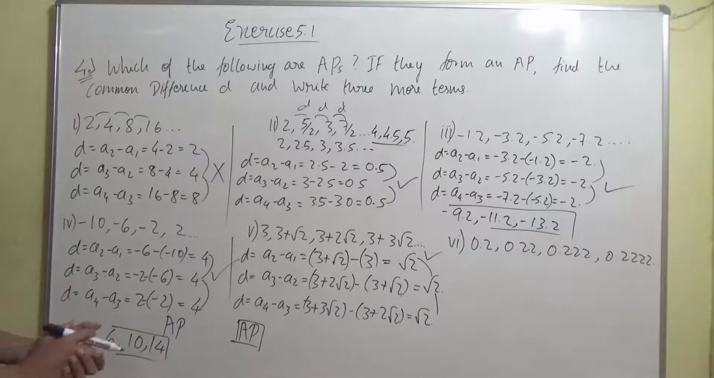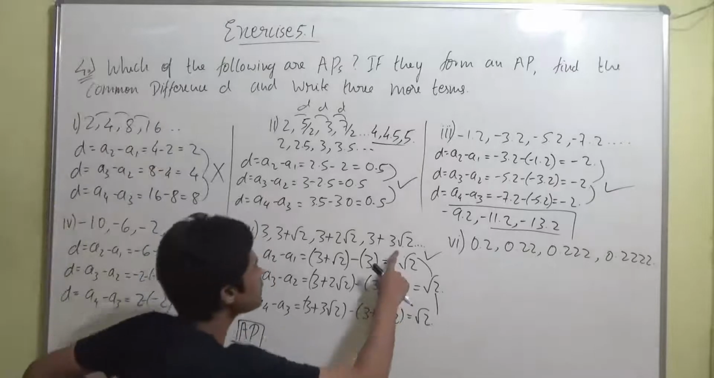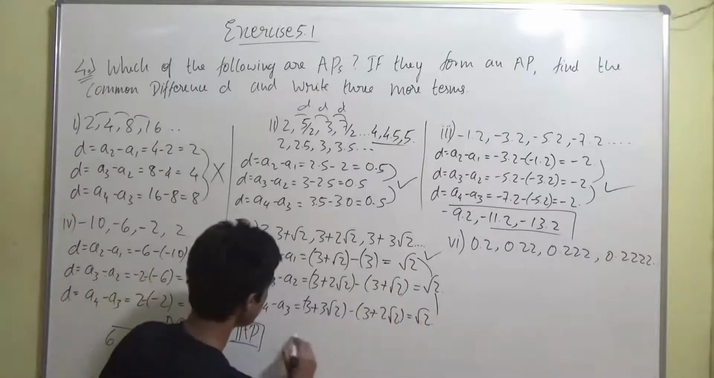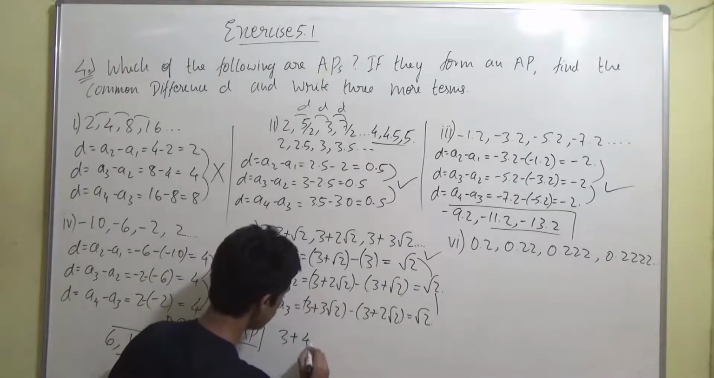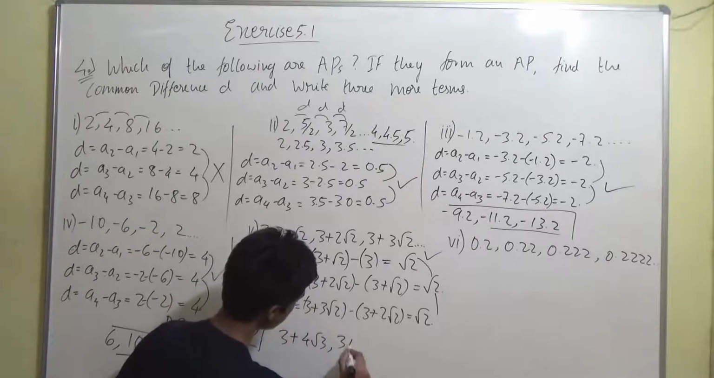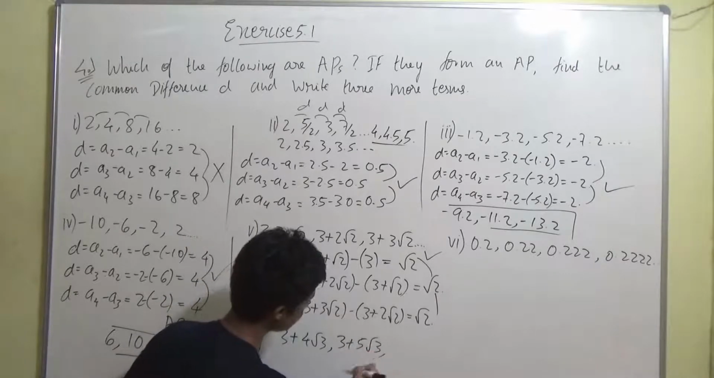Now let's go and find the next 4 terms. After 3 root 2, it will become 4 root 2, right? So it will become 3 plus 4 root 2. After that, it will become 3 plus 5 root 2.